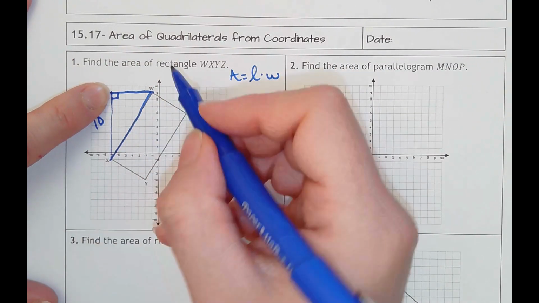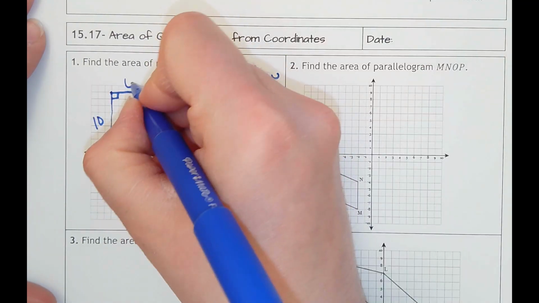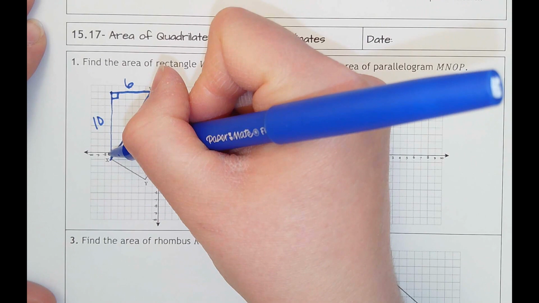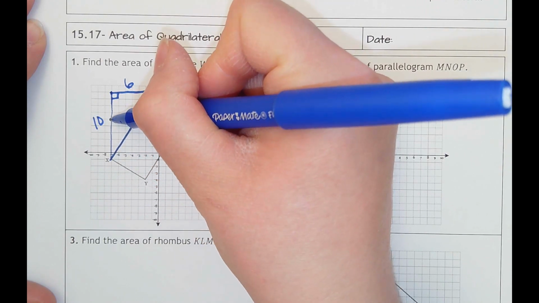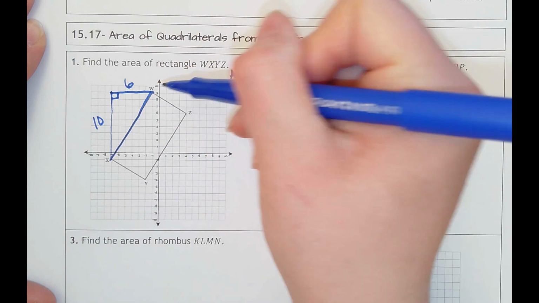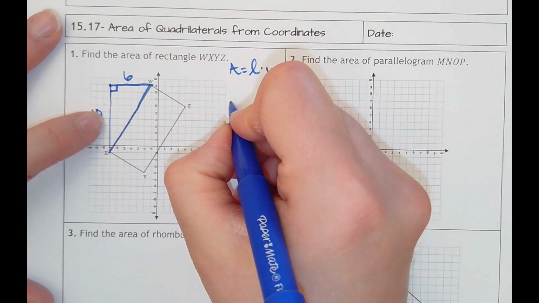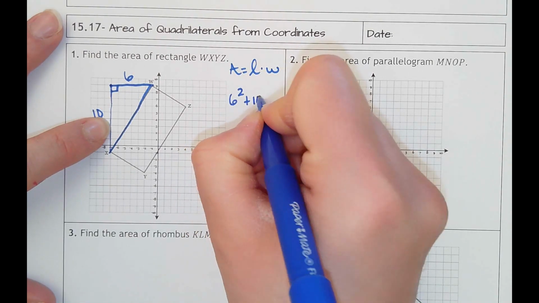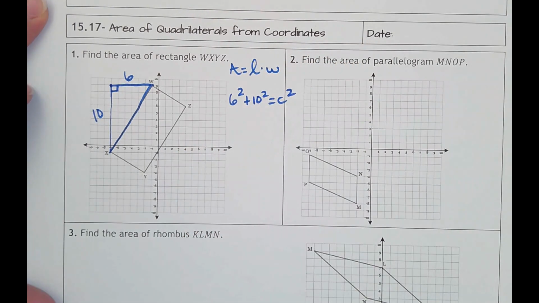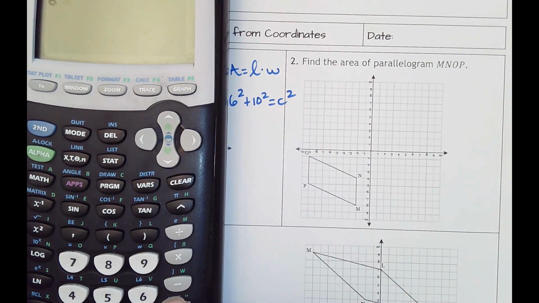If this is at -7 and this is at -1, this must be a distance of 6. And you could count 1, 2, 3, 4, 5, 6, 7, 8, 9, 10. And 1, 2, 3, 4, 5, 6. Then I would do 6 squared plus 10 squared equals c squared, and just do it on my calculator. I already know that 6 squared is 36 plus 10 squared is 100. That's going to be 136.